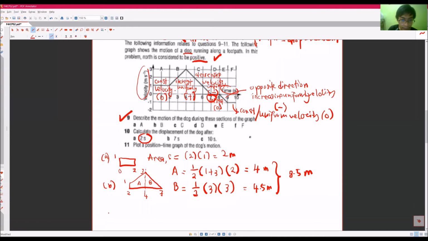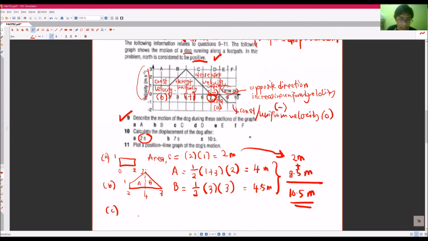C, after 10 seconds. Okay, so this is not the correct answer because it says after 7 seconds, not between 2 and 7. That means we have to add the displacement before. So it basically becomes 10.5. We have to add the displacement before it, and then calculate the area.